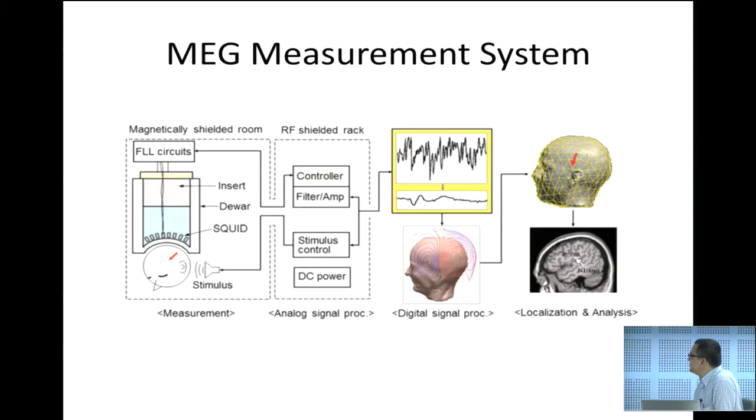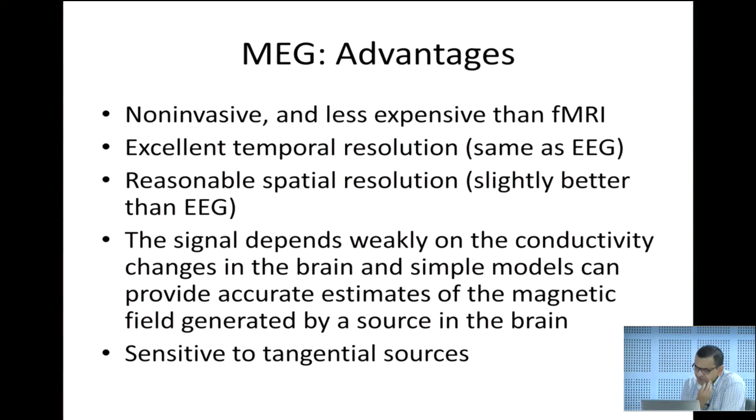As for the participant, you again need a stimulus computer. It has to be very tightly linked with your MEG device. And naturally you need the DC power, the stimulus control which presents the stimulus, and the electronics, the controller, filter, amplifier and so forth. These are pretty standard, and importantly you need a magnetically shielded room. Everything should be RF shielded and magnetically shielded.